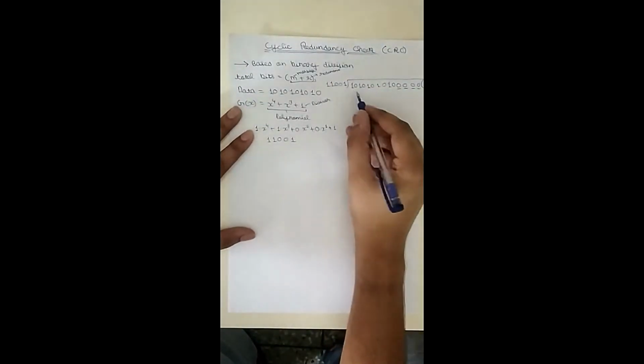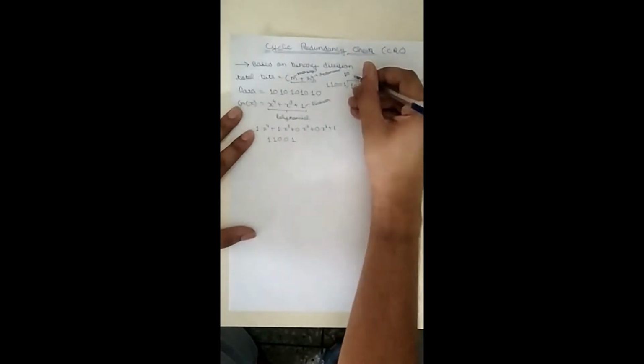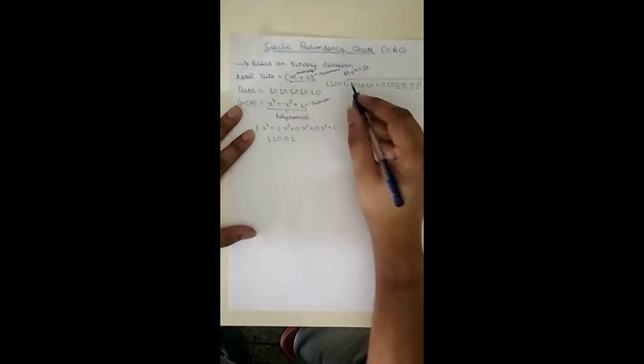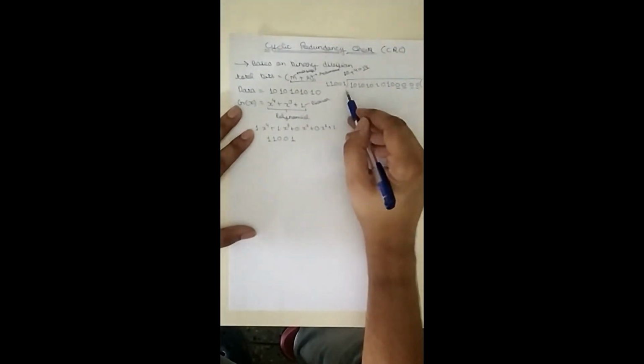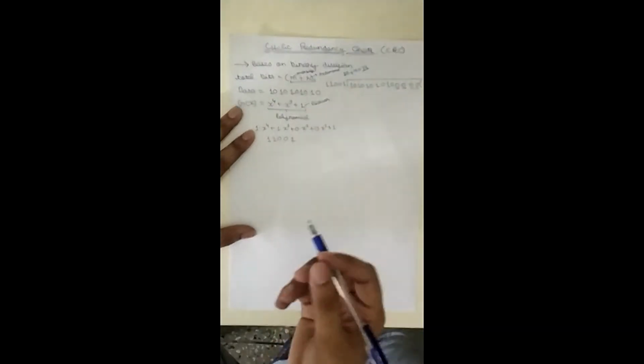So in this case, the total number of message bits are 10 and the redundant bits are 4. So the total number of bits will be 14. Okay. So now we start binary division of this dividend with the help of this divisor. So we will use the XOR operation.